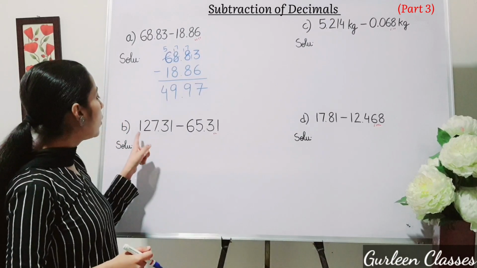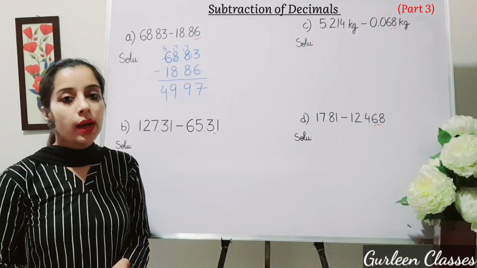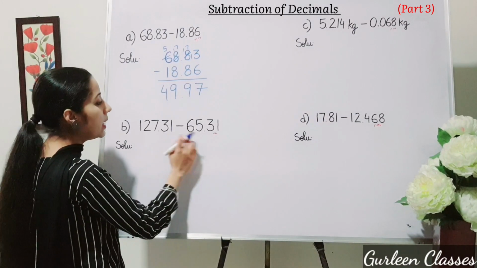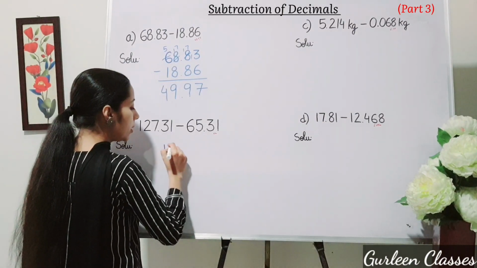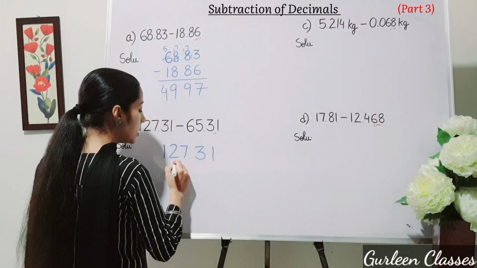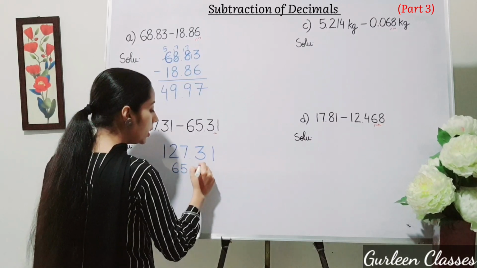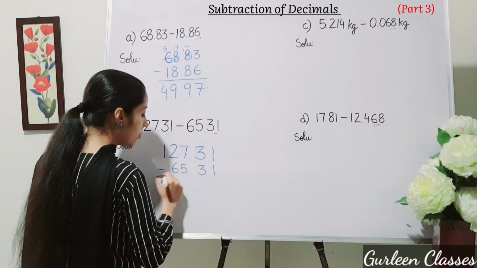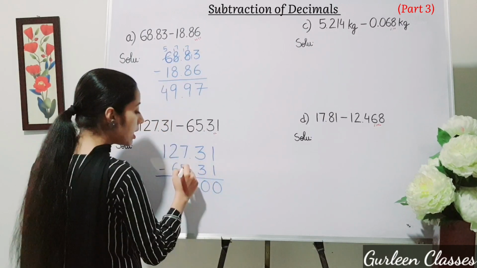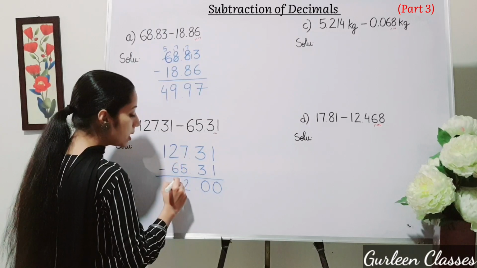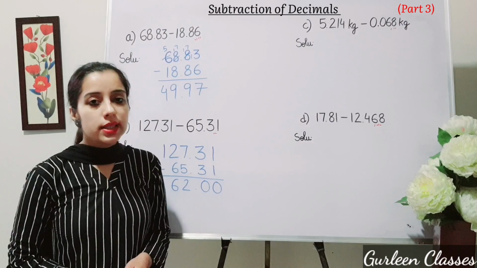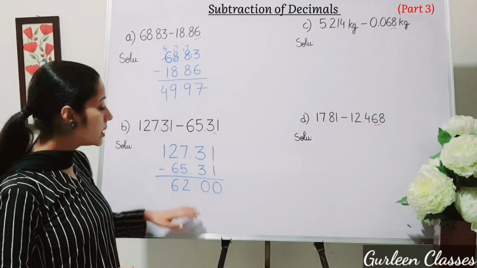B part: 127.31 minus 65.31. So are they both in like decimals? Yes. So right here 127.31, 65.31. Subtract: 1 minus 1, 0. 3 minus 3, 0. 7 minus 5, 2. 12 minus 6, 6. So the answer is 62. It is 62.00. So we can say the answer is 62.